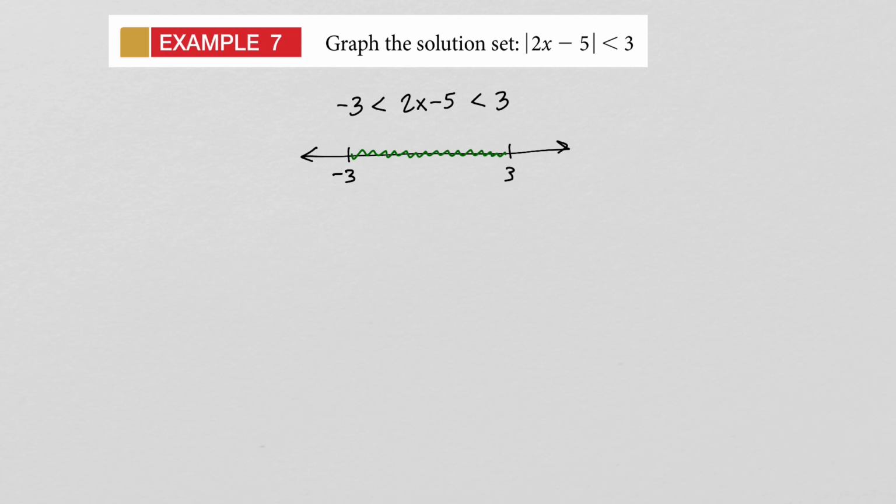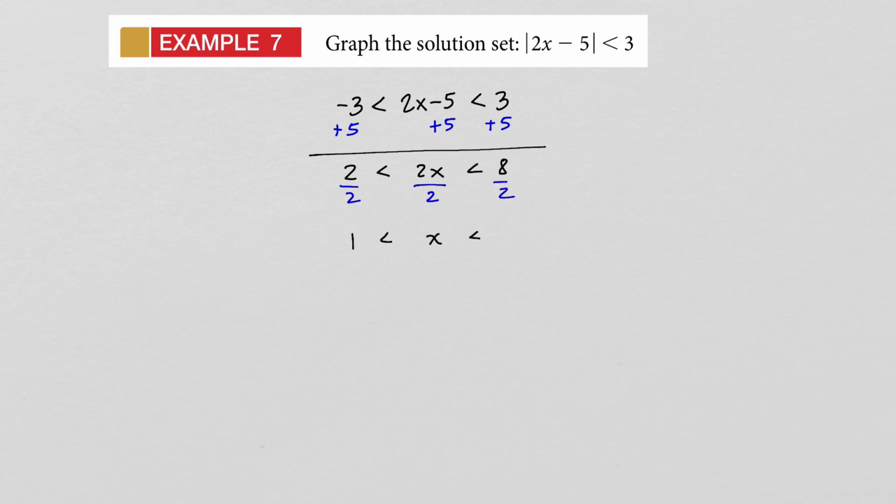To get the final solution, we have to solve for x here. So to solve a continued inequality like this, we're just going to add 5 to all three of these. This is going to give us 2 is less than 2x is less than 8. And then we can divide by 2. And that will give us 1 is less than x is less than 4.